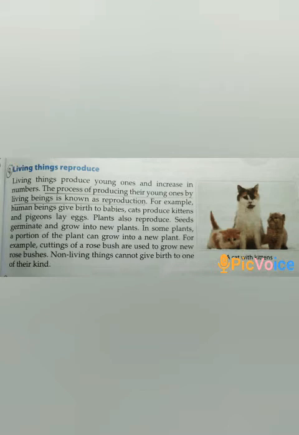Plants also reproduce. Seeds germinate and grow into new plants. In some plants, a portion of the plant can grow into a new plant. For example, cuttings of a rose bush are used to grow new rose bushes. Non-living things cannot give birth to one of their kind.